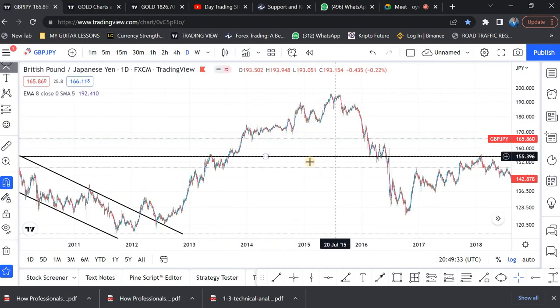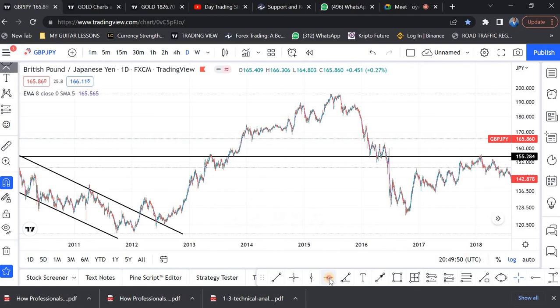So what I want you to do is that I'll give you an assignment, God willing, tomorrow. I'll give you a chart to open, and then you try to draw support and resistance lines on the chart for me.